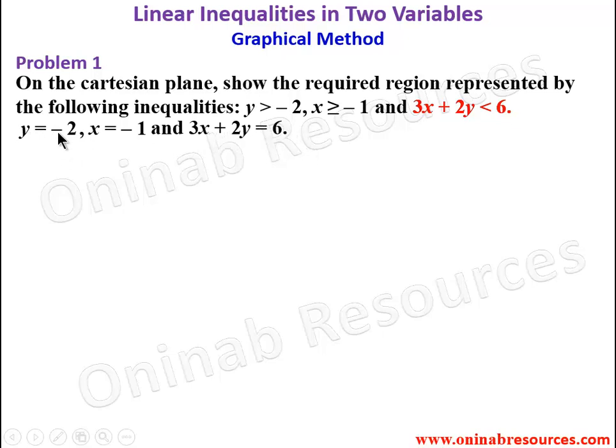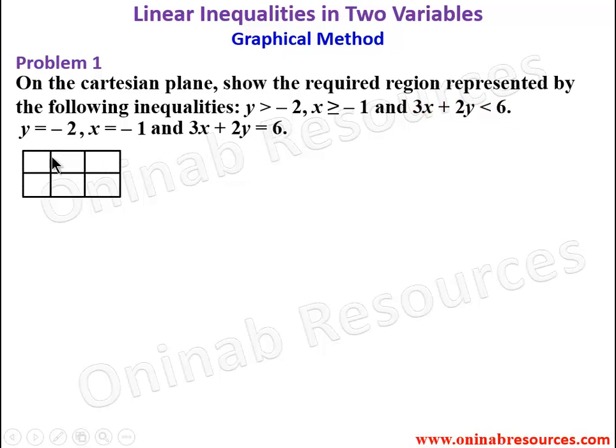This y equal to -2 is a straight line already, and x equal to -1 is also a straight line already. But for 3x plus 2y equal to 6, we need to get 2 points to enable us get the straight line. At least 2 points are required to get the straight line. So before then, we create a table of values for the equation here.